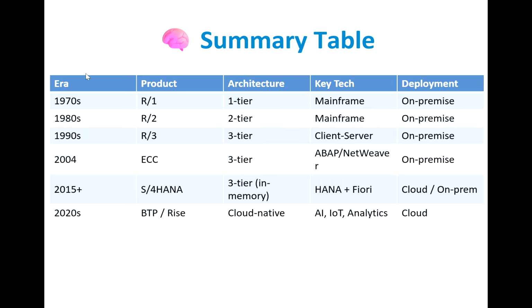These are the dates: in the 1970s it was R1, 98 is R2, the 90s is R3, 2004 is ECC, 2015 S4 started, and in 2020, BTP is also rising.